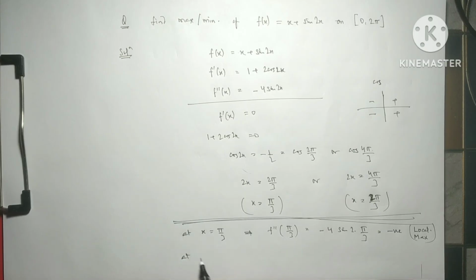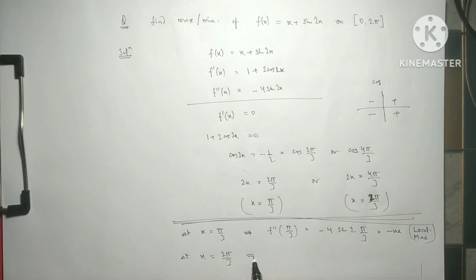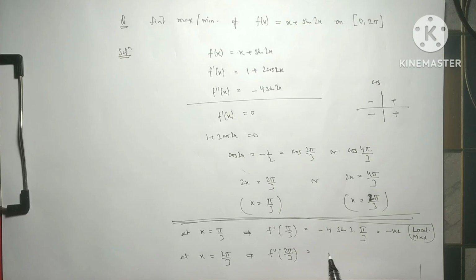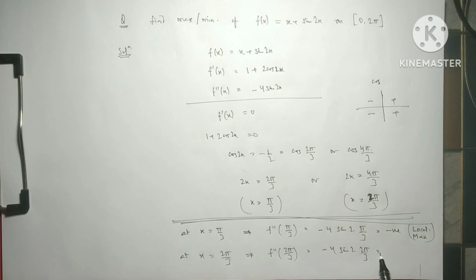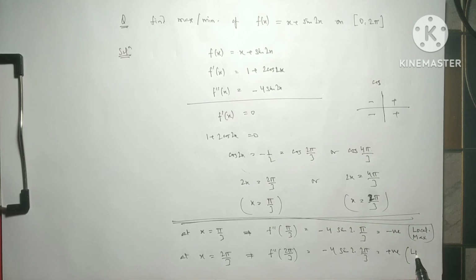At x equals 2 pi by 3, f double dash 2 pi by 3 means minus 4 sine 2 into 2 pi by 3, so it is 240 degrees. It is in the third quadrant, this sine will be negative and the minus is also negative, so we get positive. This shows local minima.